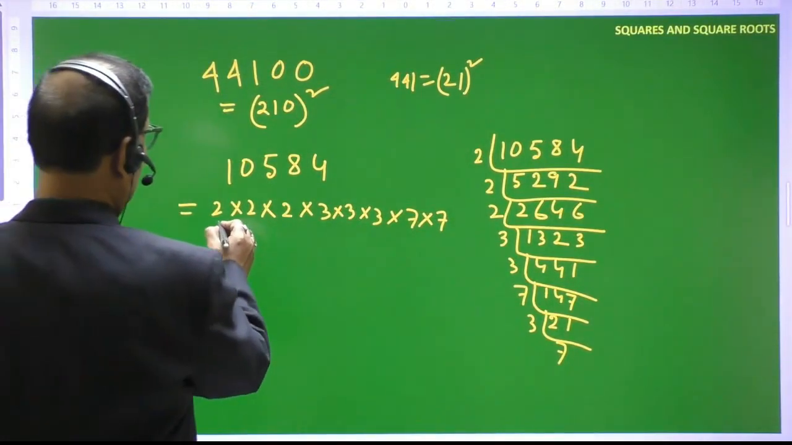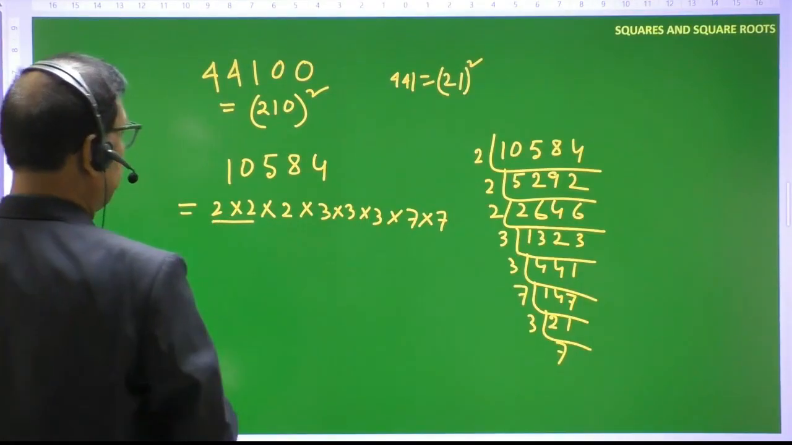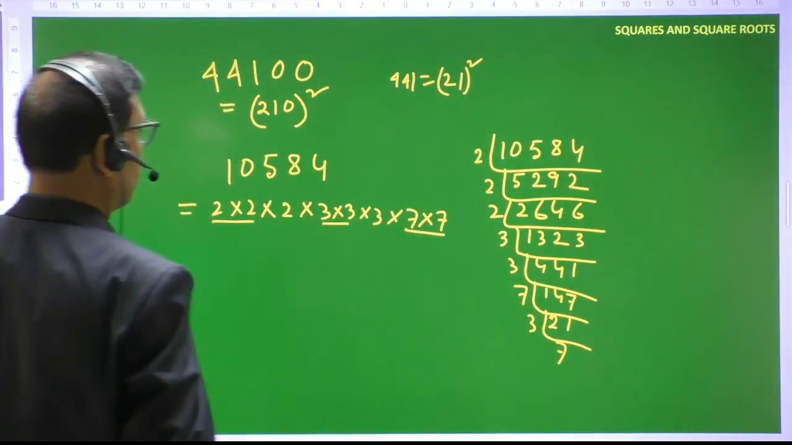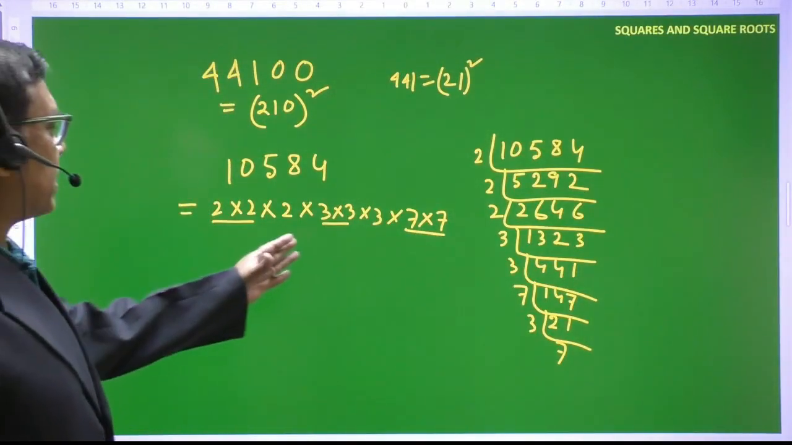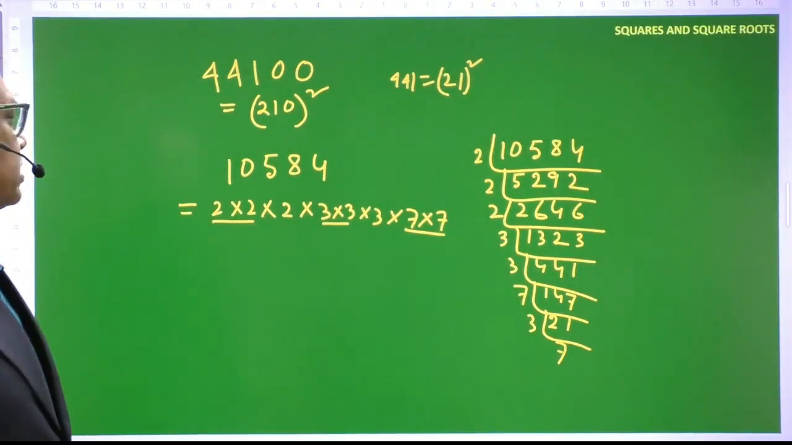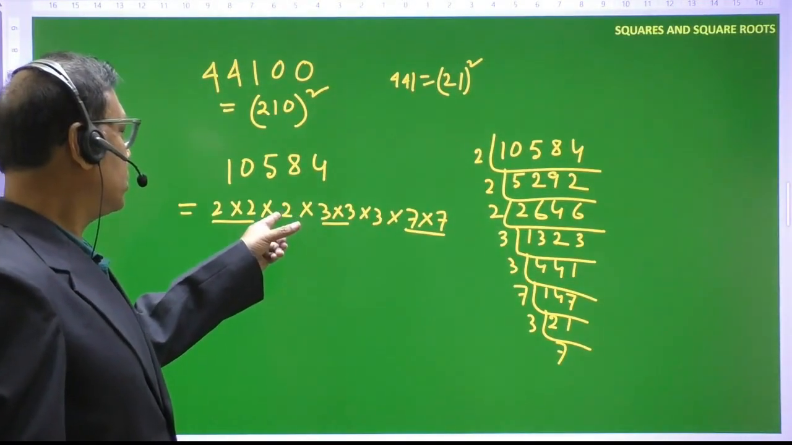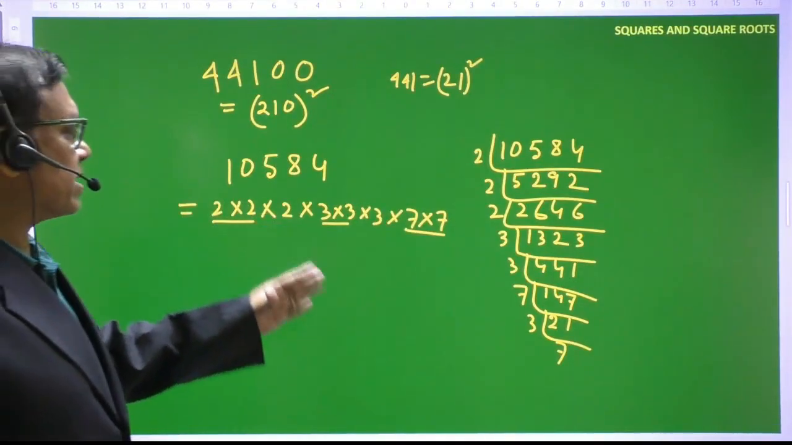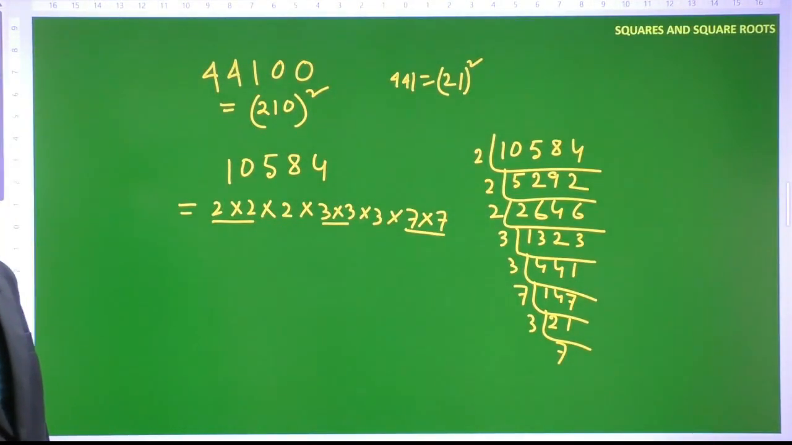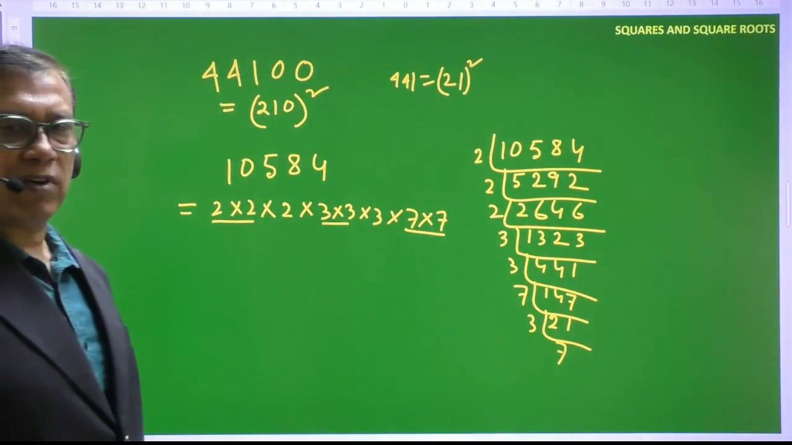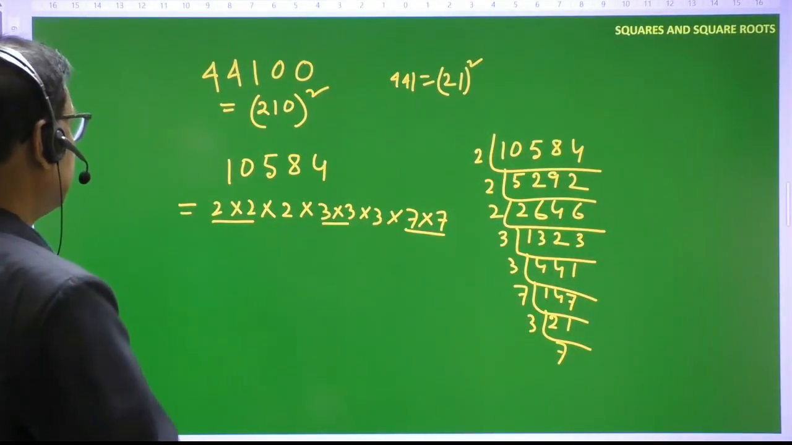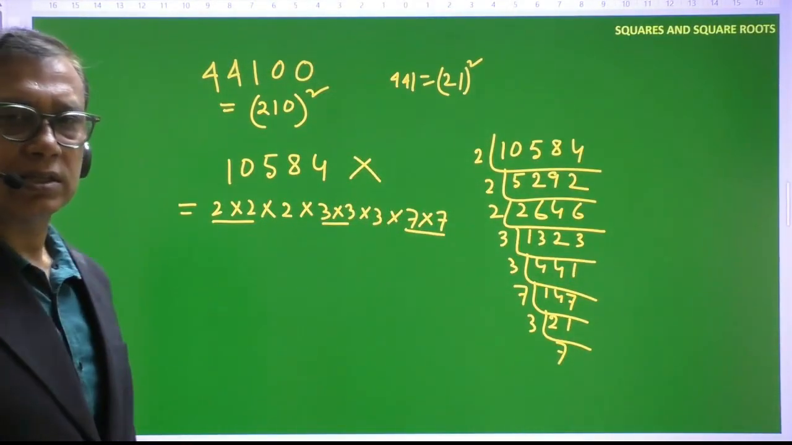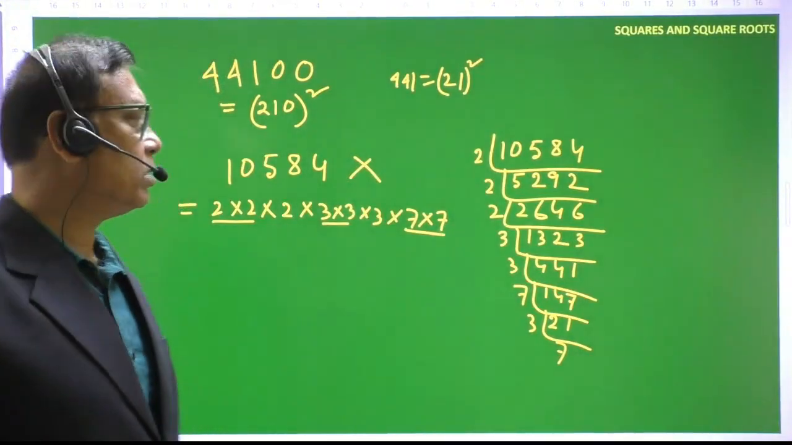So now if we make the pairs, see all the prime factors are not paired. 1, 2 is not paired, here 1, 3 is not paired. Since all the prime factors are not paired, therefore it is not a perfect square. This number is not a perfect square. I think this part is clear?